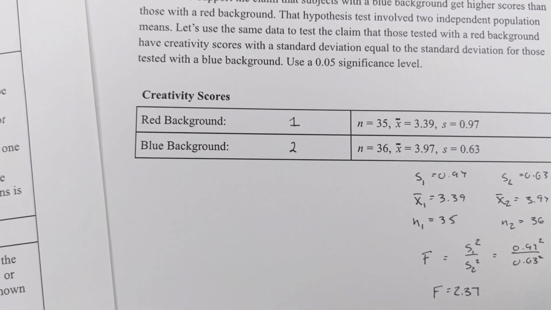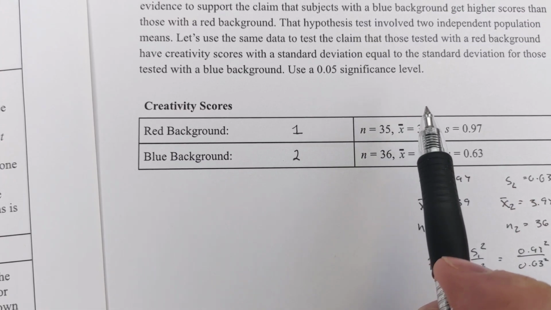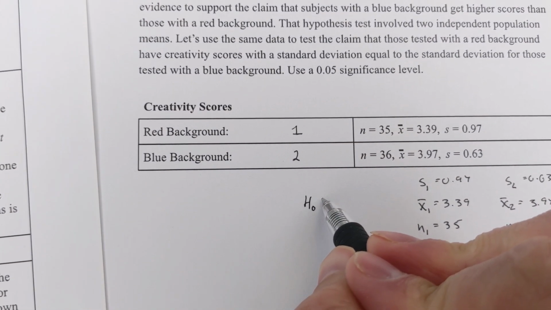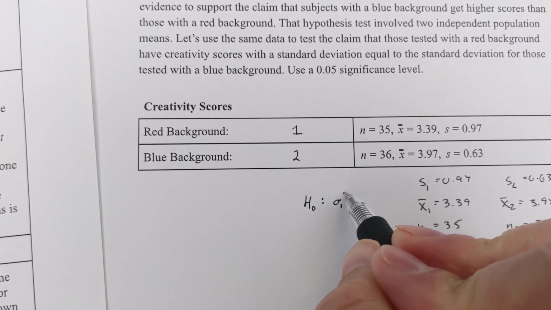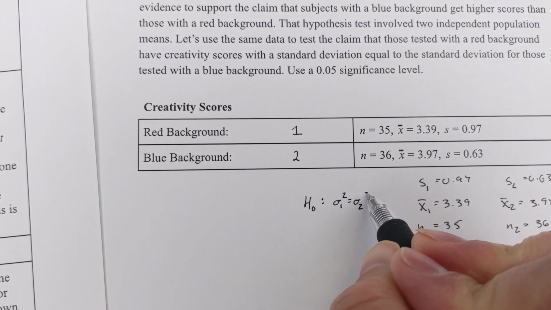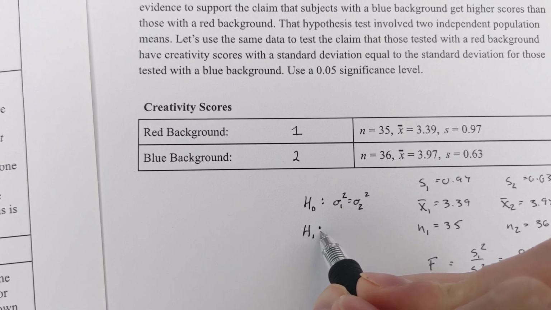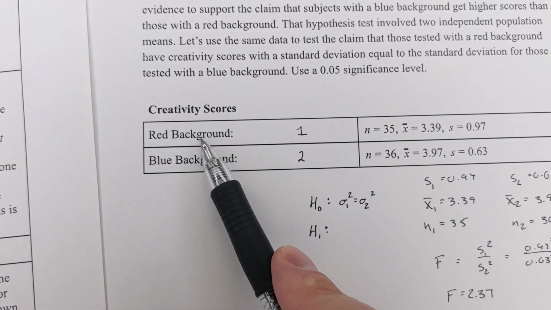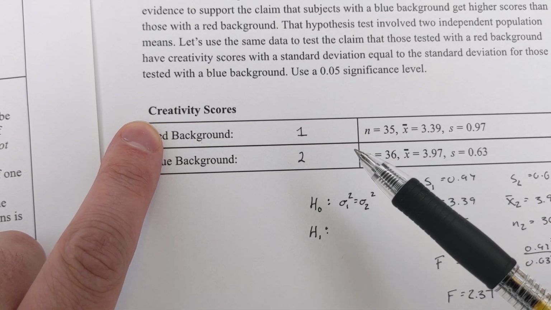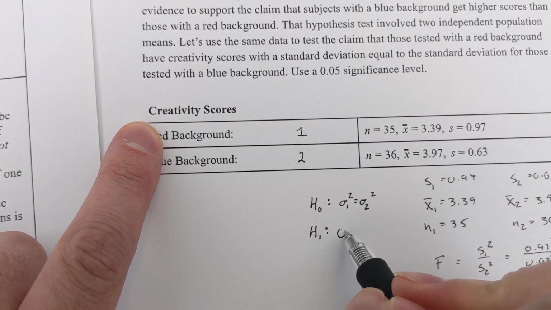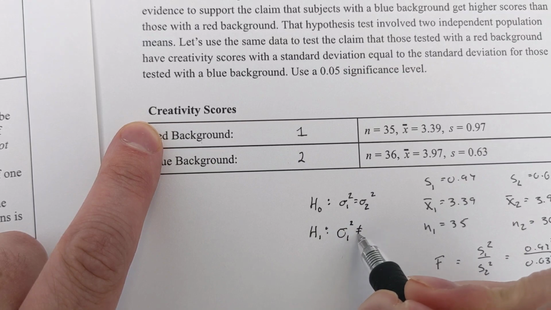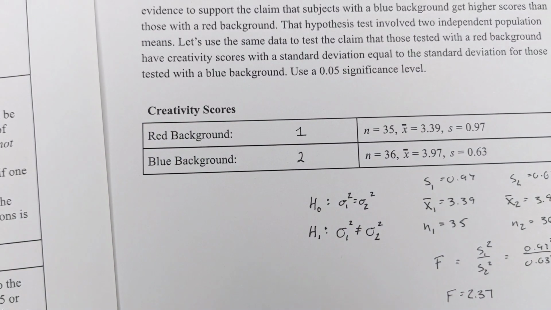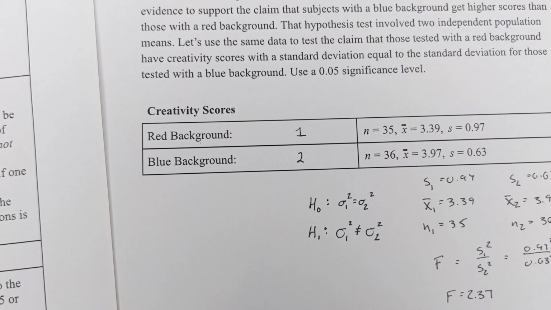Oh, sorry, we didn't do our hypotheses. Let me jot those down. So the null hypothesis is that the two variances are equal. H1, let's see here. We're testing if they're equal, so this one's going to be not equal. So we have a two-tail test.